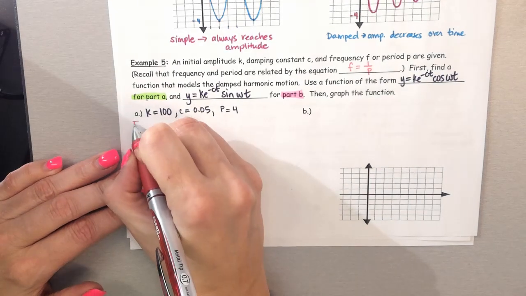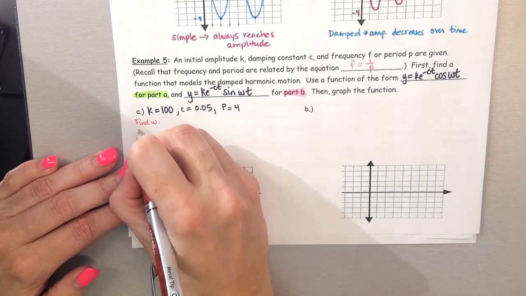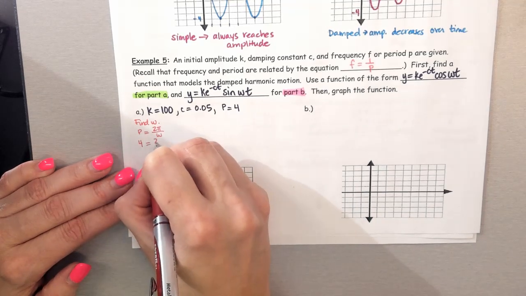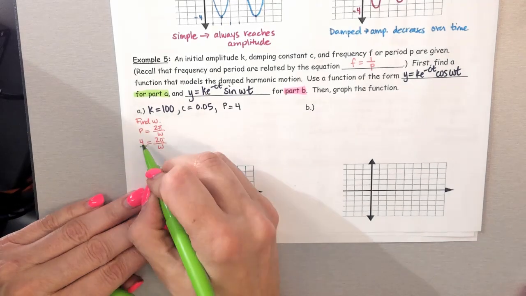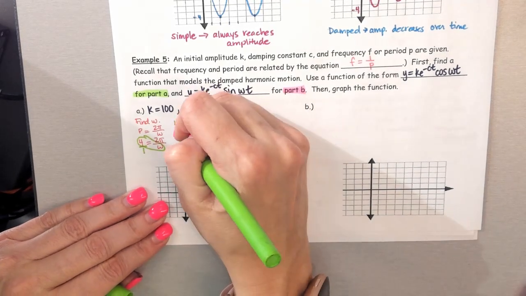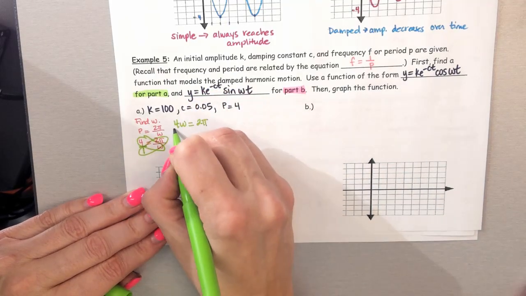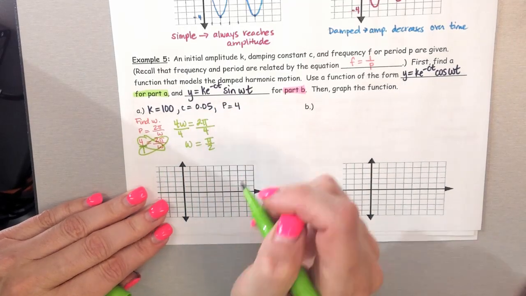To find omega, just like we did earlier, we're going to use the period. The period equals 2 pi over omega. All we have to do is substitute in our value. Last time I showed you how you could multiply by the denominator. Don't forget that you can also cross multiply. If you put the 4 over 1, you have 4 times omega equal to 2 pi times 1, or 2 pi, and you could solve that way. When you reduce, you'd have pi over 2.